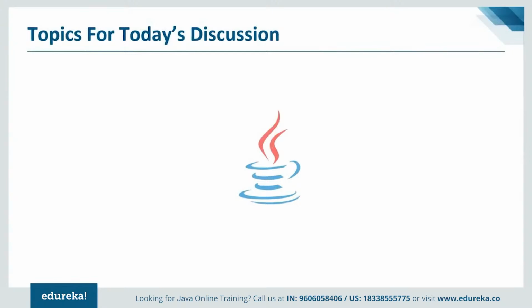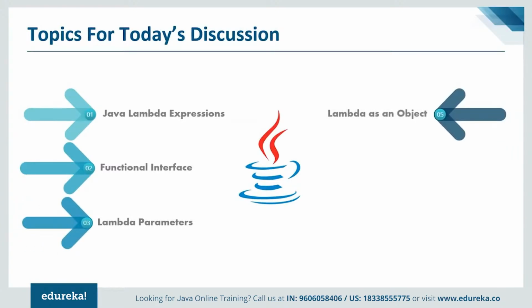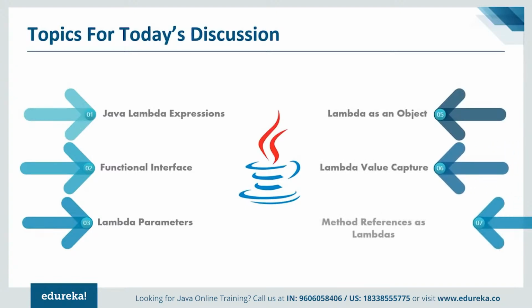So today we will be looking into what are lambda expressions in Java. We'll see lambda expressions, we'll understand what is a functional interface, what are the various parameters which you can pass in the lambda, how we can use lambda as an object, how we can capture the values, and lastly we'll also see method references with the lambdas.